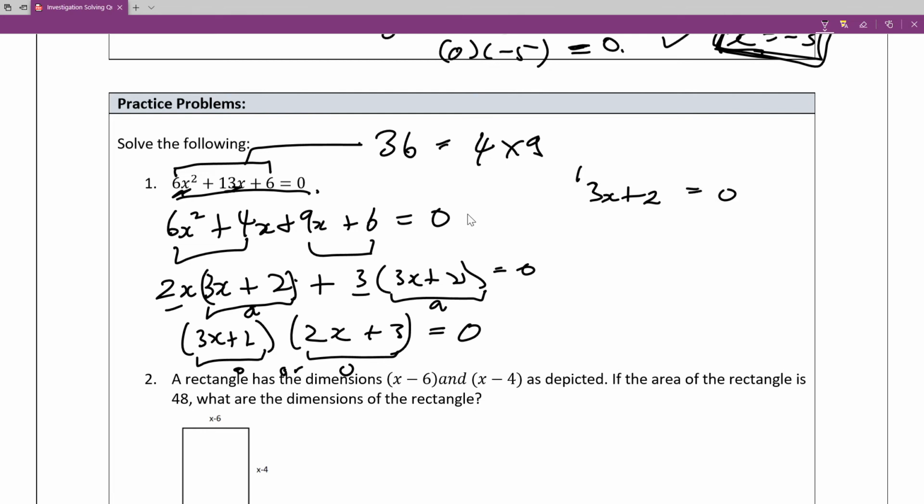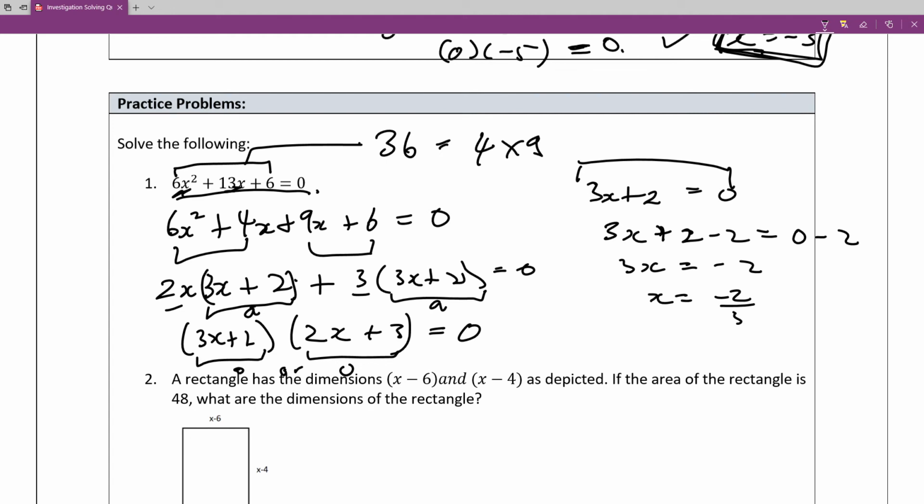Well, you just set yourself up to find it, didn't you? This becomes a standard two-step algebra problem. 3x plus 2 minus 2 equals 0 minus 2. 3x is equal to negative 2. X is equal to negative 2 over 3. So that's one answer.